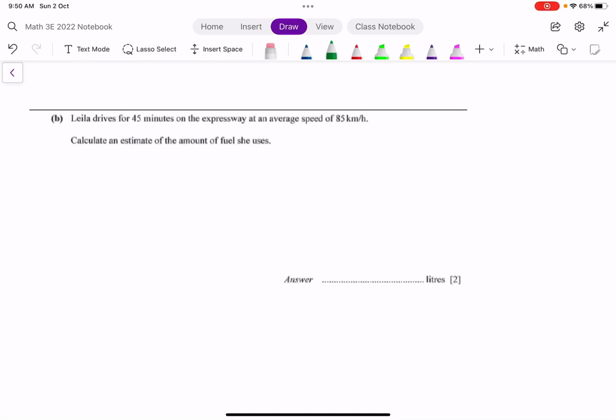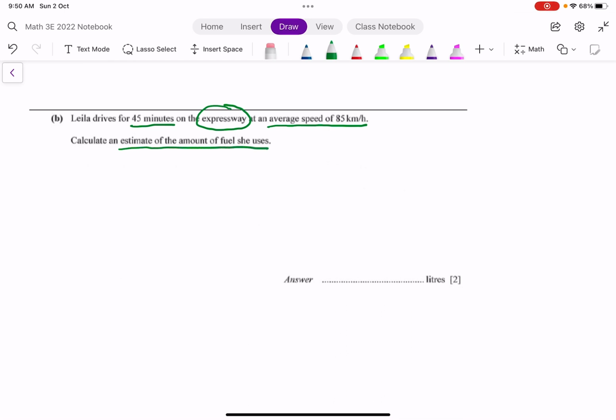Okay, so this is part B. In part B, Layla drives for 45 minutes on the expressway. Quite a few of you did not really notice this. At the average speed of 85 kilometers per hour. So what you need to do is to calculate an estimate of the fuel that she uses.